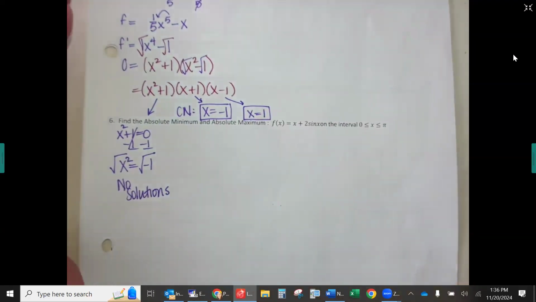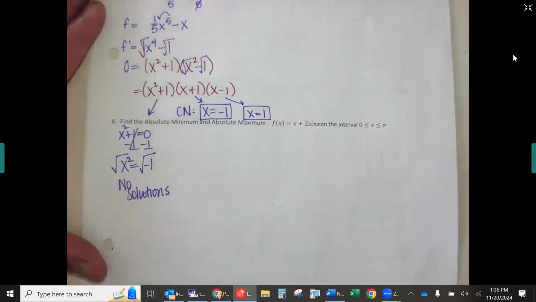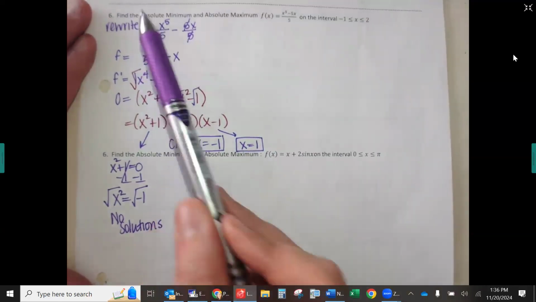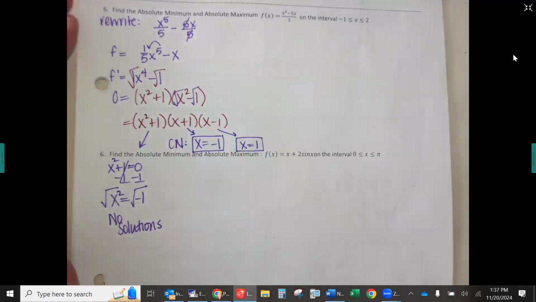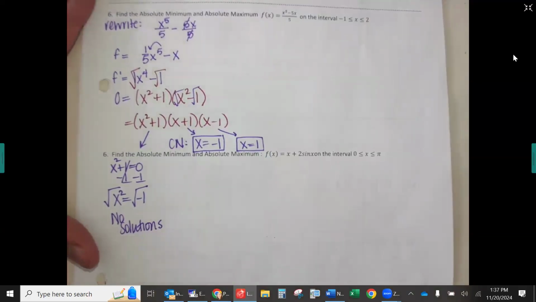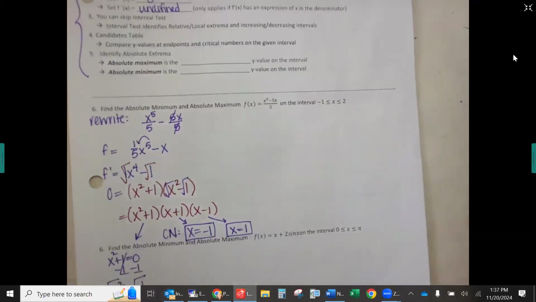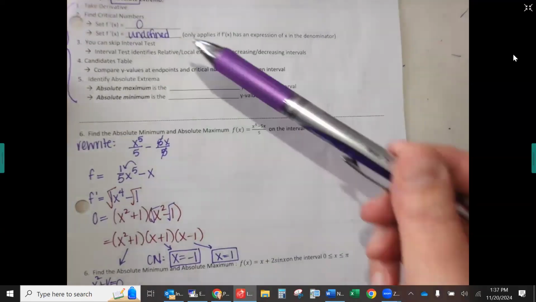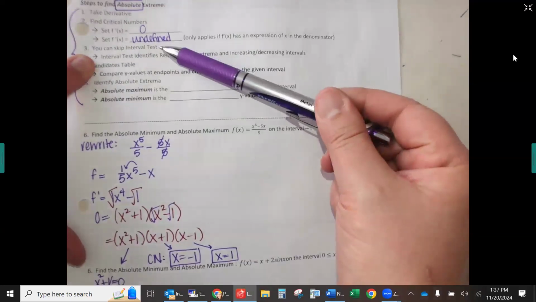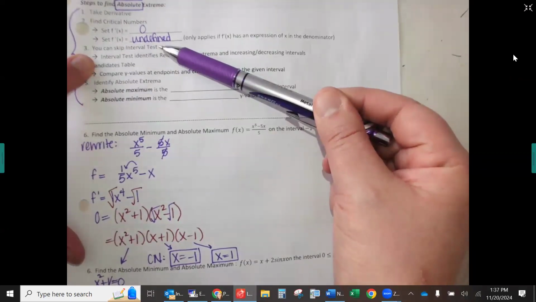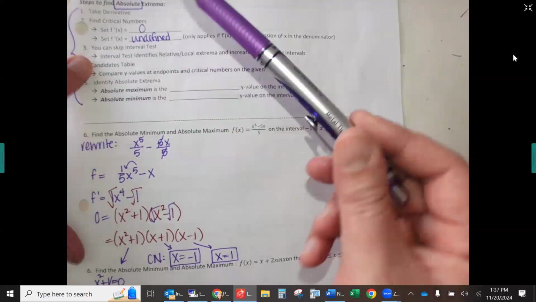Oh, and actually, wait, sorry, we're not doing relative. We're looking for absolute. So read the next step up there at the top. Step number 1, we took the derivative, check. Step number 2, we found the critical numbers. What does step 3 say? Skip the interval test. You don't care if they're relative mins or maxes. That's not what you're looking for anyways. Go down to step 4.